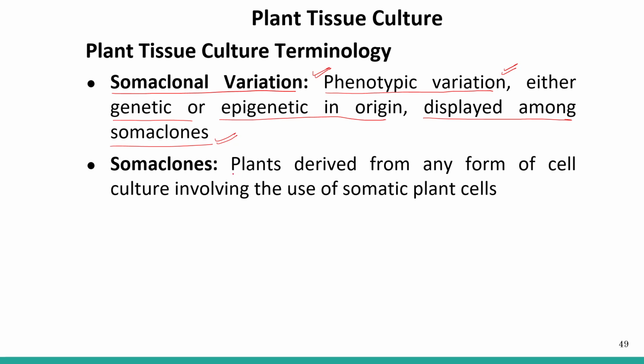Somaclones: plants derived from any form of cell culture involving the use of somatic plant cells. So we are using somatic plant cells, right? And the culture of those somatic plant cells gives you a type of plant that has a different phenotype, that is showing the phenotypic variation. So this is called somaclonal variation. We are using a somatic plant cell and there is a variation in the gene, and it shows the phenotypic variation.